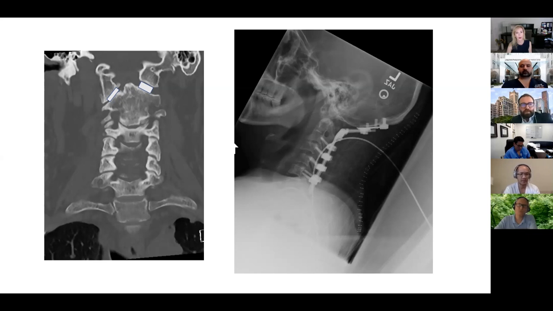Any questions about this case? Can I ask you a question? When you're talking about the grafts that you put in between C1 and C2, if you didn't, what would keep it from resettling? And if you had a shorter construct, just breaking the construct?